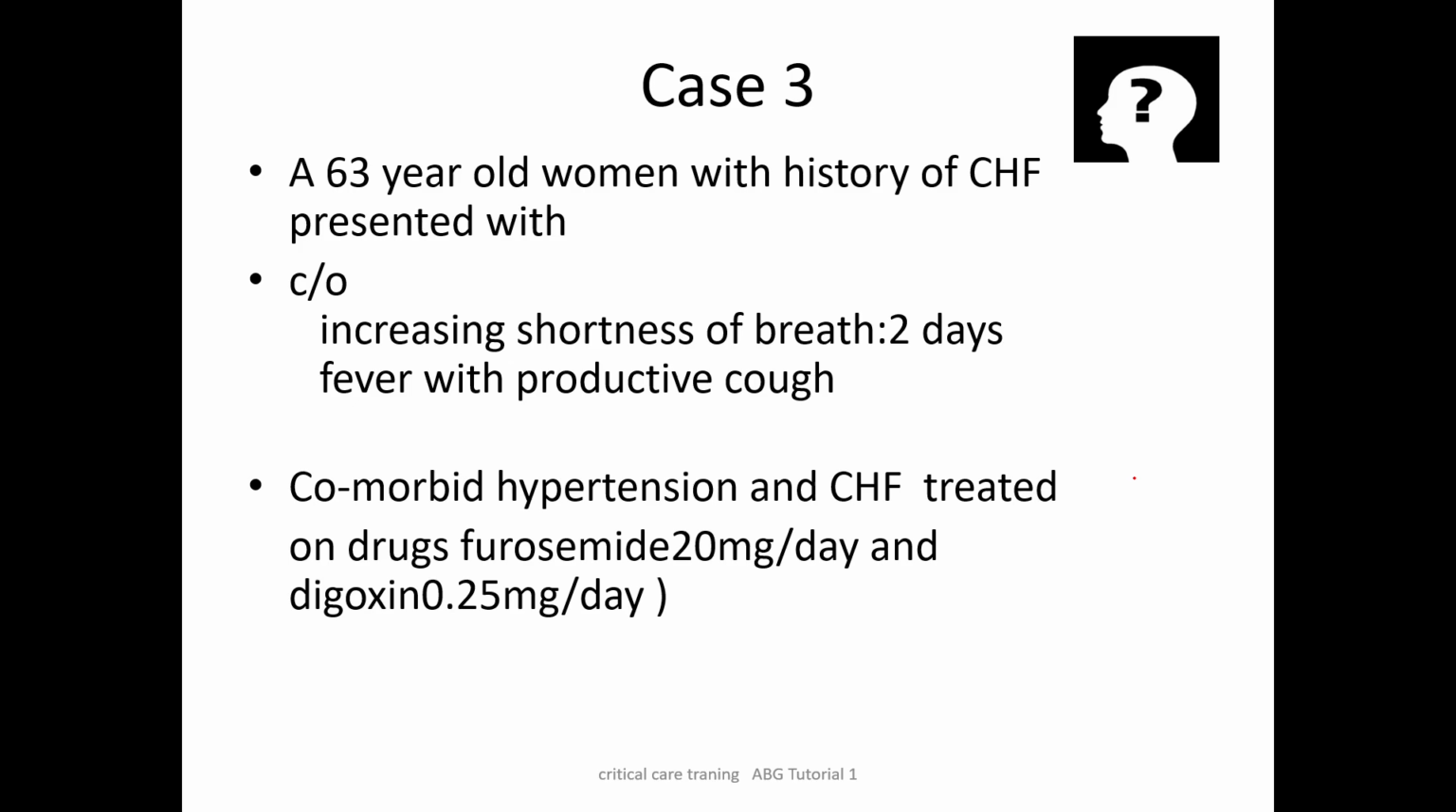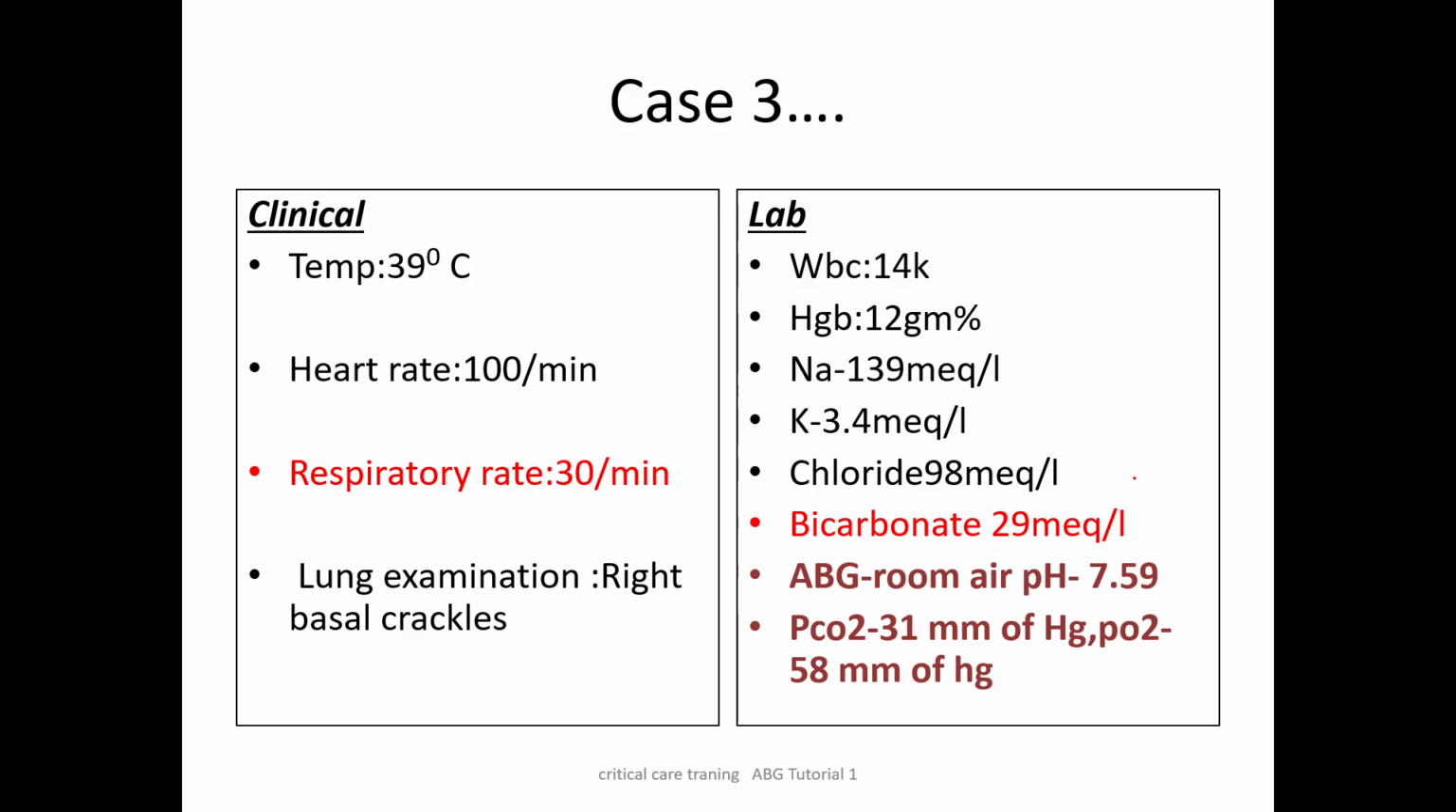So the initial impression is that this patient has some lower respiratory tract infection, and naturally on admission the vitals were taken. The temperature was 39, heart rate was 100, she was tachypneic, and lung examination showed right basal crackles. The lab WBC was 14,000, hemoglobin 12, sodium 131, potassium 3.4, chloride 98, standard bicarbonate 29. ABG was sent because of respiratory distress: pH 7.59, PCO2 31, PO2 58 mmHg.